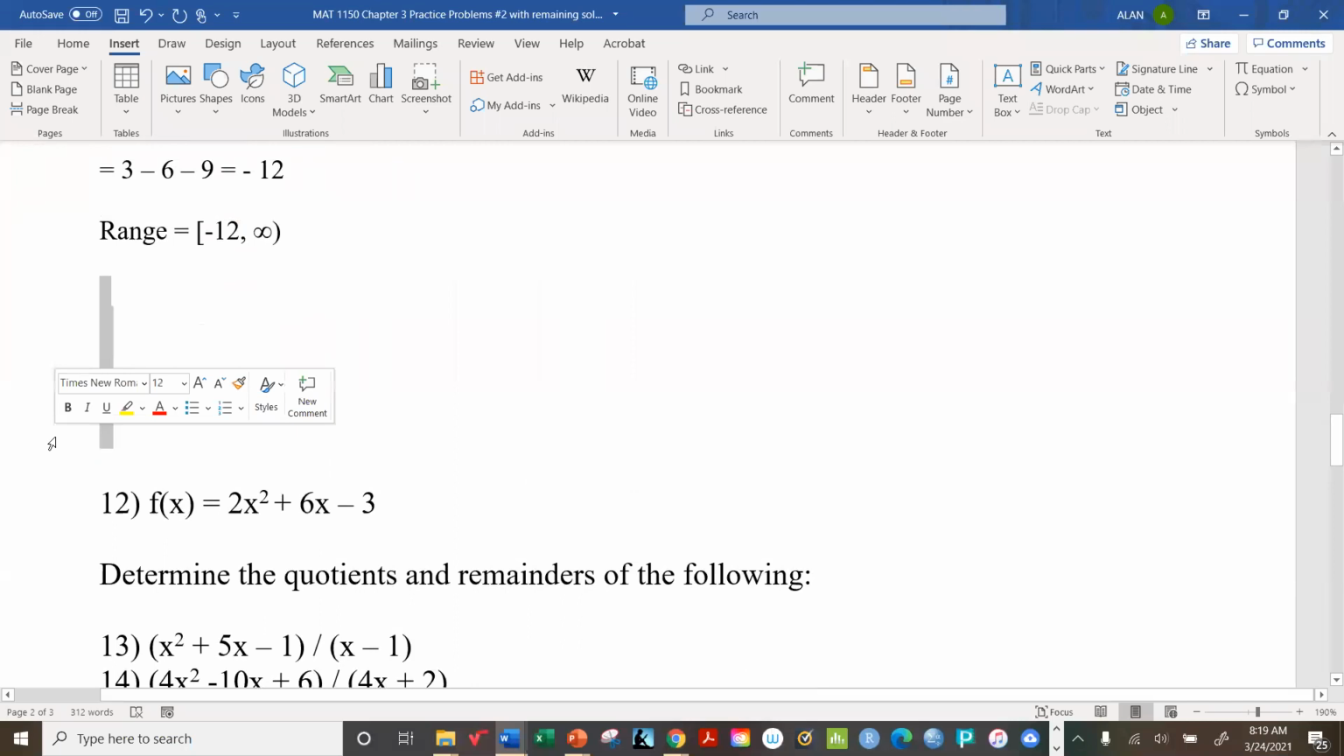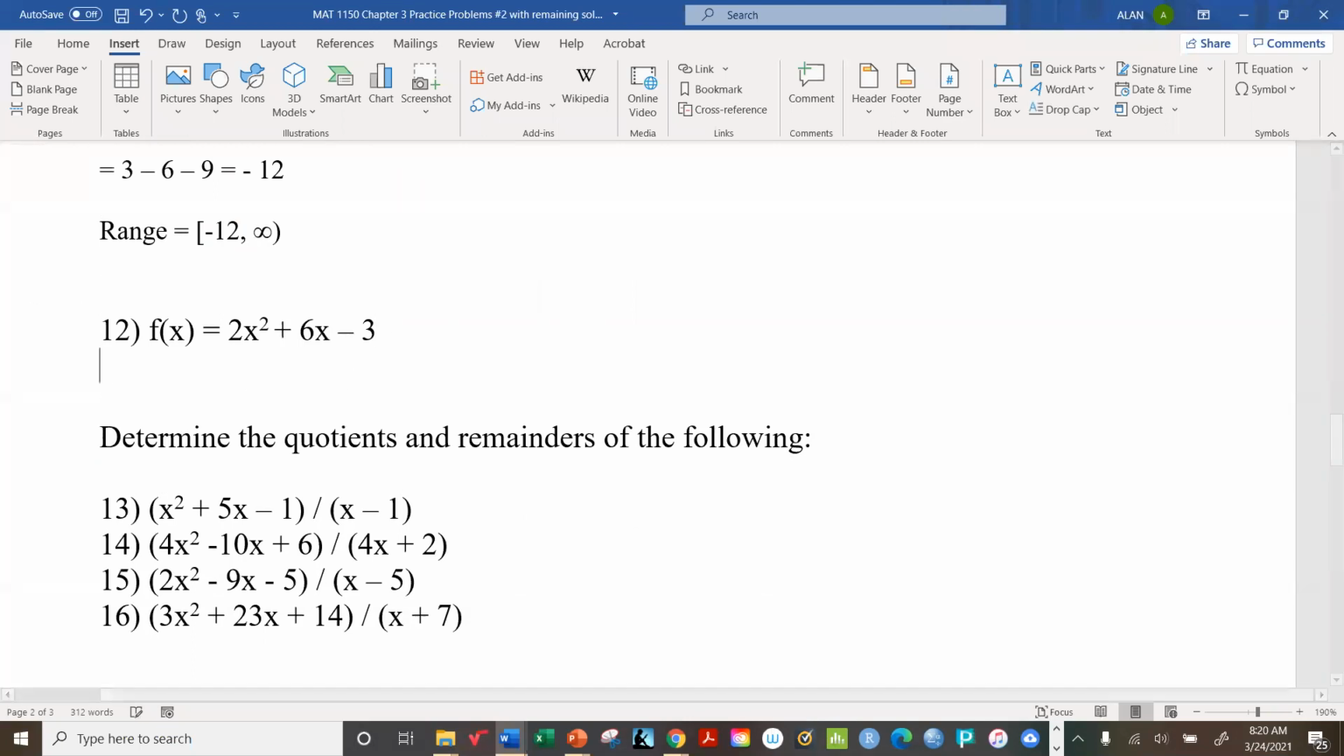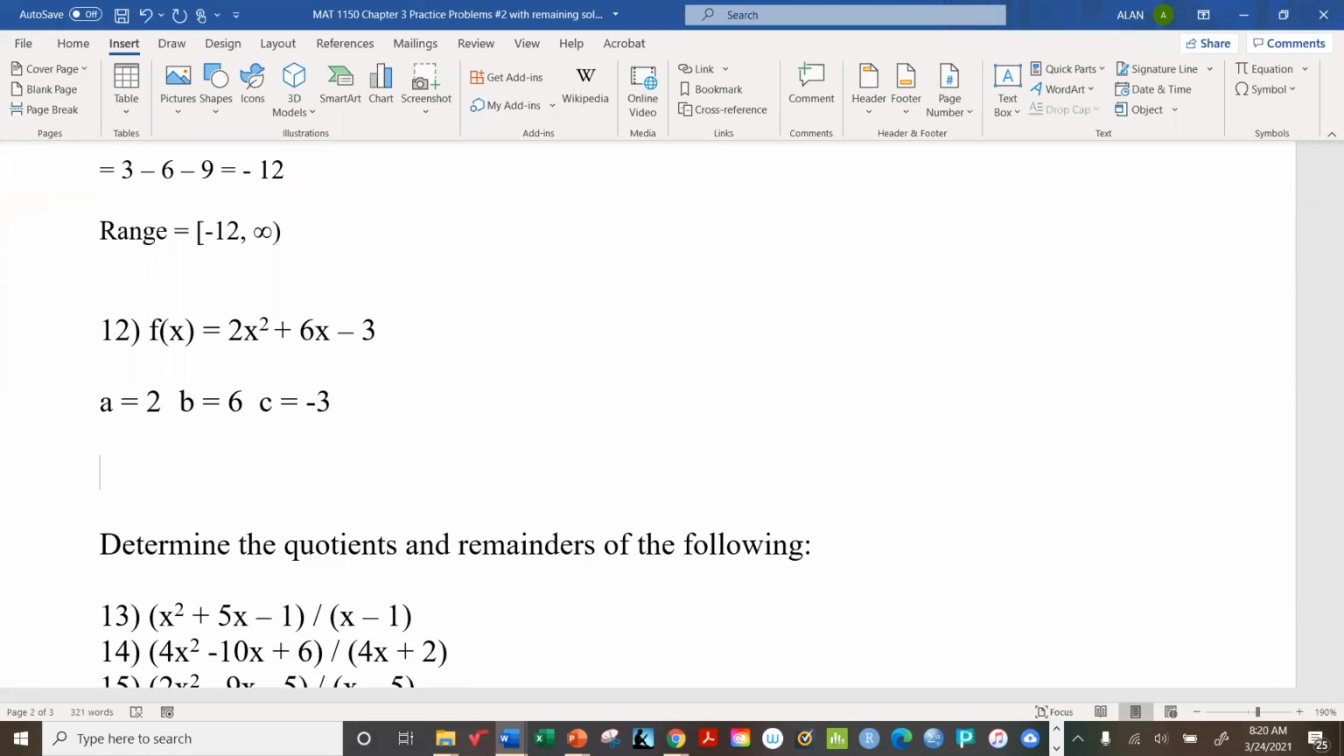All right, and then it looks like we have one more. So what about this one? First things first, a equals 2, b equals 6, c equals negative 3.